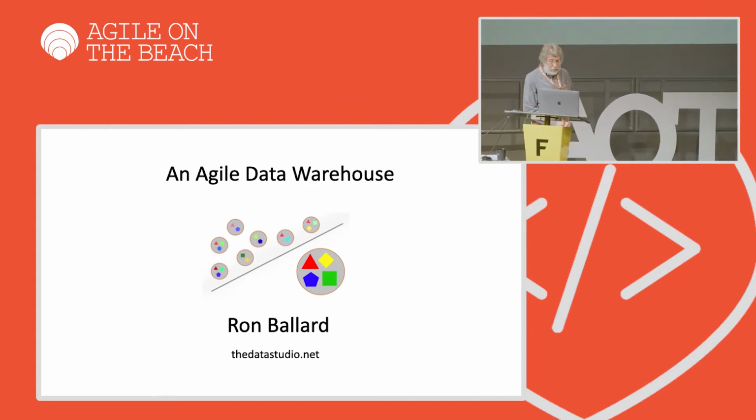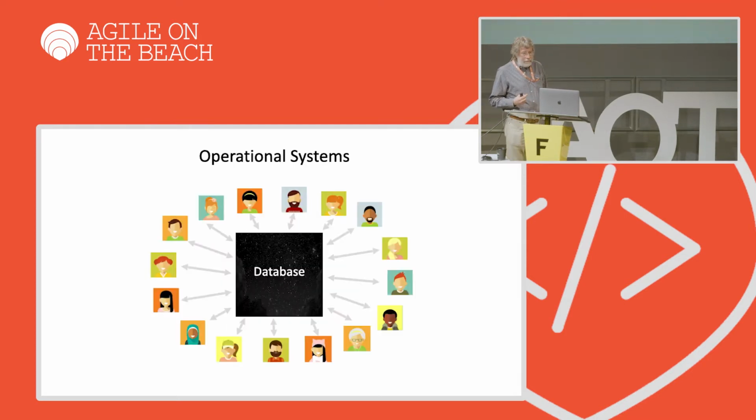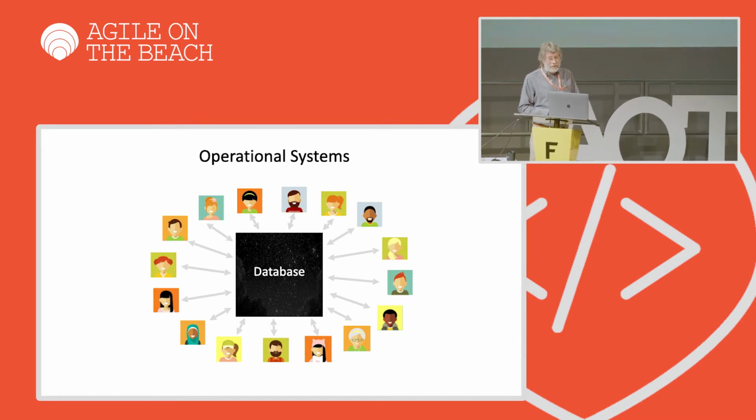Right, so we're going to talk about, I have a clicker. We're going to talk about how to build a data warehouse in an agile way. So if you haven't got a data warehouse, you've probably got several operational systems.